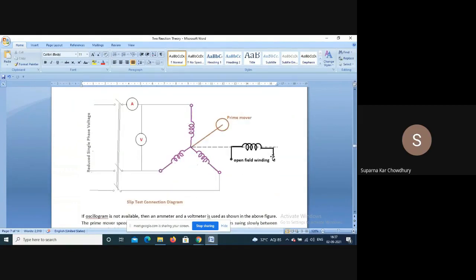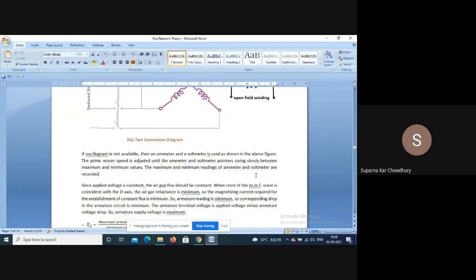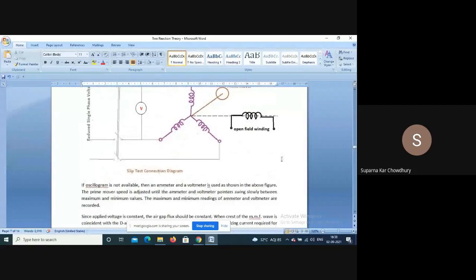Now this is a circuit, that is, we have applied the reduced voltage. We have ammeter, voltmeter. It is rotated by a prime mover and the field is open. Now, what happens actually, theoretically we can calculate both Xd and Xq from this slip test, from the oscillogram or from the voltmeter and ammeter.